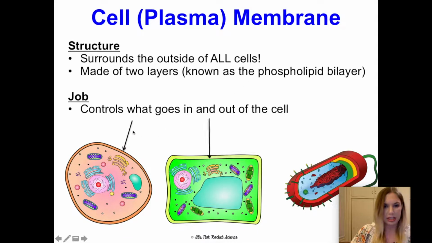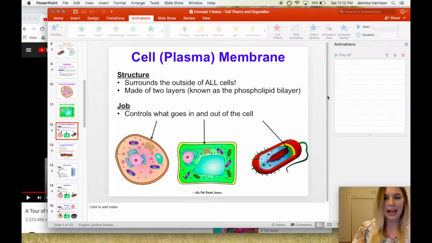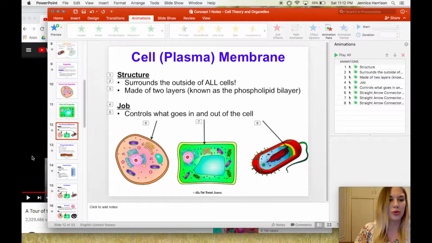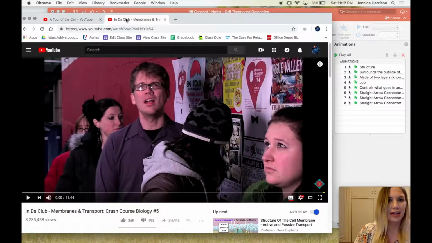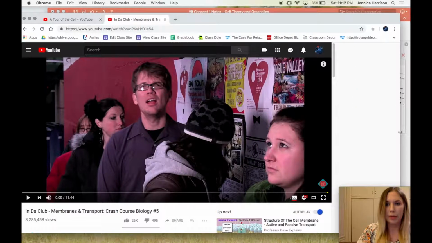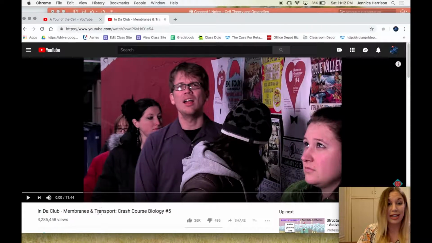So here is the membrane for all animal cells, the membrane for plant cells, and then the membrane for prokaryotic cells. And then really quickly, I'm just going to jump over to my other favorite YouTube spot. This is Hank Green from Crash Course Chemistry, and he's going to talk to us a little bit about plasma membranes and what the role of a cell membrane is. He compares it to being in a line at a club.